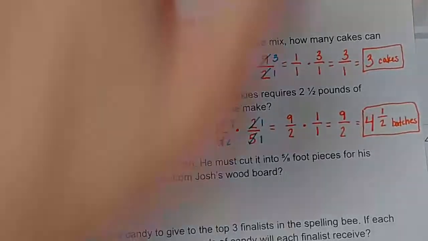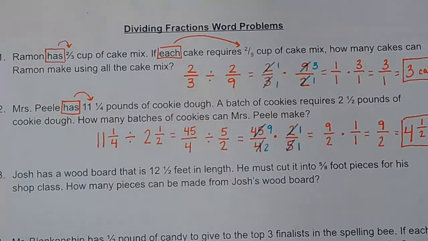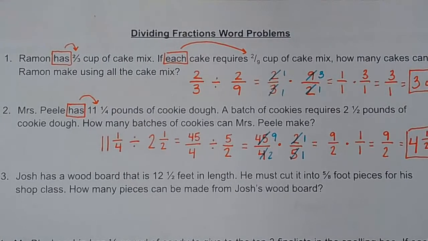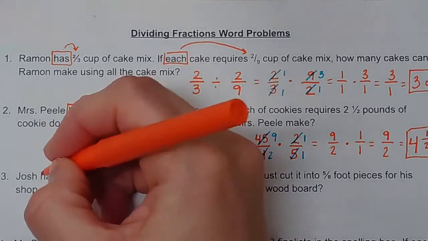Sorry. All right. So the next one says, Josh has a wood board that is 12 1/2 feet in length. He must cut it into 5/8 foot pieces for his shop class. How many pieces can be made from Josh's wood board? Okay. This one might be a little confusing because there's multiple words going on here. The first one I notice is "has" right here.